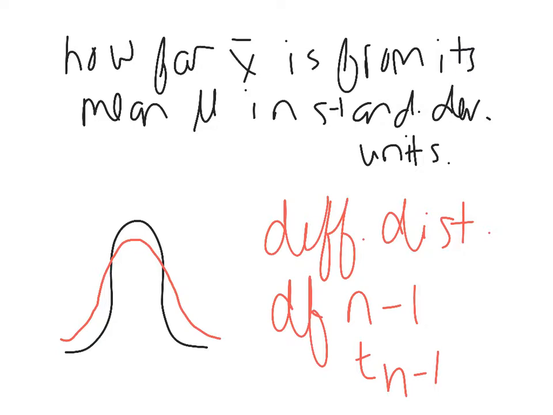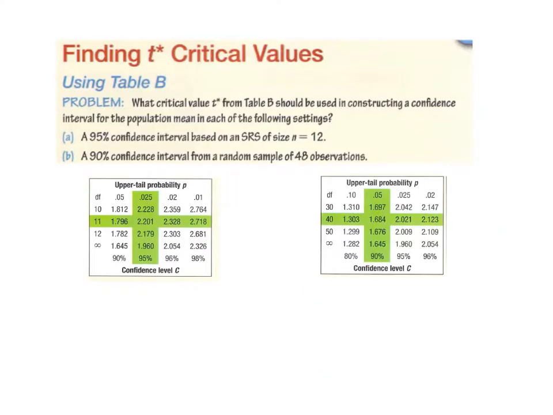So let's look at how we can figure out what this critical value t would be for our different confidence levels. To do that, we can use table B. Let's look at an example that works with that table. What we have here is: using table B, what critical value t star, t asterisk, from table B should be used in constructing a confidence interval for the population mean in each of the following settings.